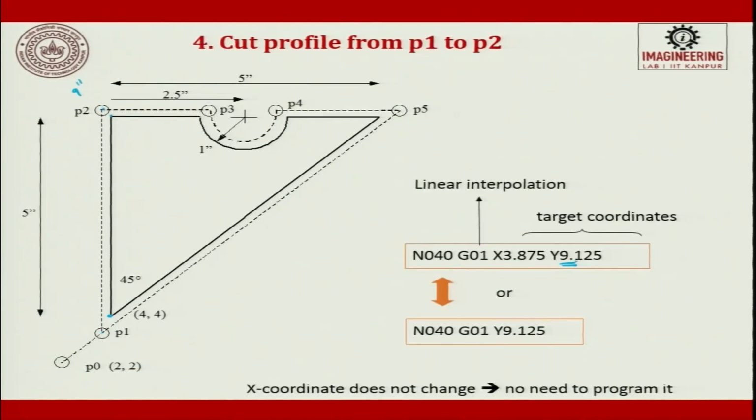I can write it like this: since there is no change in the X coordinate, I can directly write G01 and then Y 9.125. The X value is assumed to be the same. The X coordinate does not change, so there is no need to change it in the program. We are following the absolute scale.